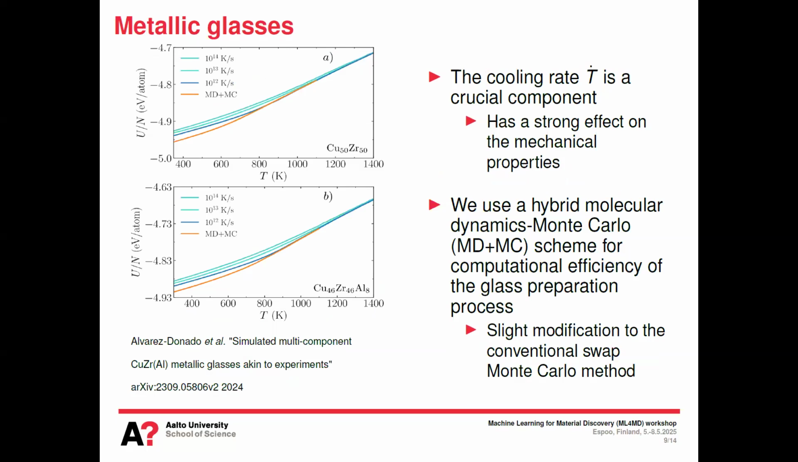So for the metallic glasses, there's an additional thing: the cooling rate of how you prepare your glass matters a lot. Here, if you look at the energy of the system with different cooling rates, and actually one different method, you can see the clear differences if you do it in a different way. We use this hybrid molecular dynamics Monte Carlo scheme for computationally efficiently doing the glass preparation process. It's a slight modification to the conventional swap Monte Carlo, but very similar.